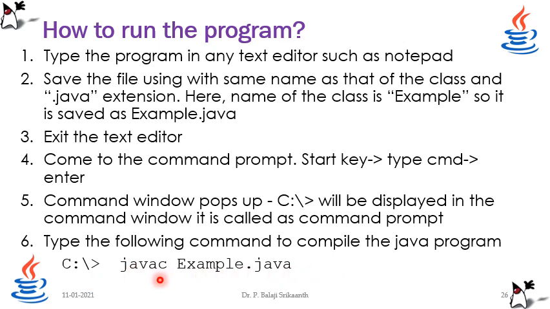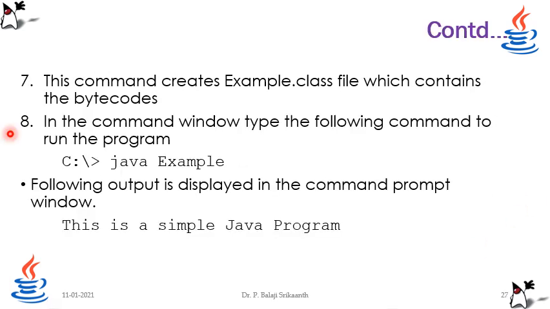Javac means Java compiler. Example.java is the program which you have written and saved using Notepad. Now after pressing enter, this command creates a file called example.class. This file contains the intermediate code called bytecodes. In the command window, again you type the following command: java example. The following output is displayed in the command prompt window: "This is a simple Java program", which we have given in the System.out.println.